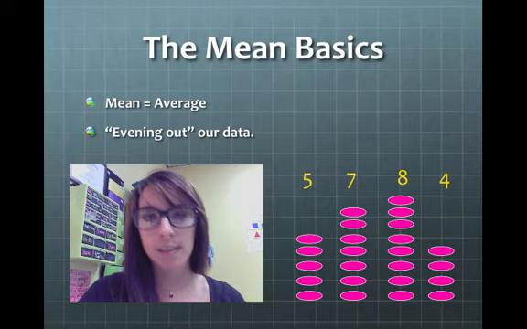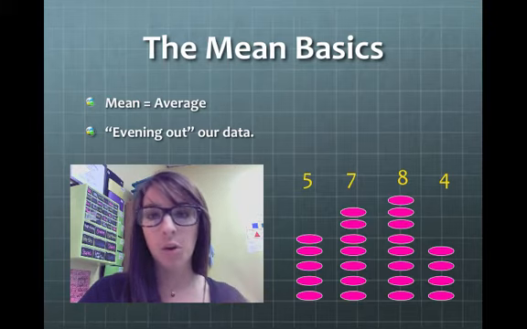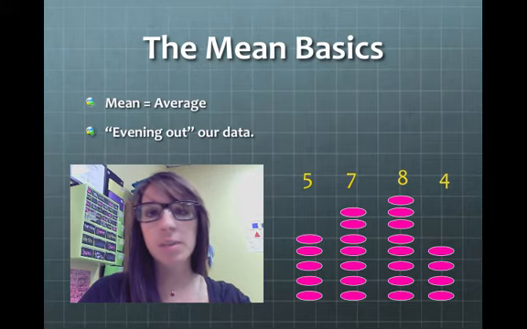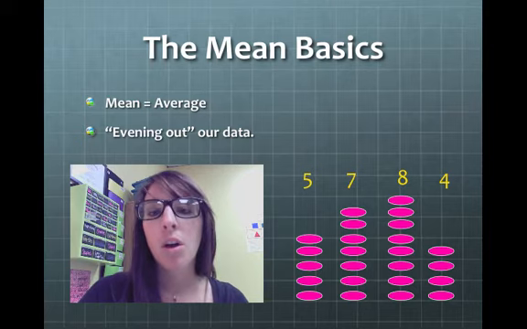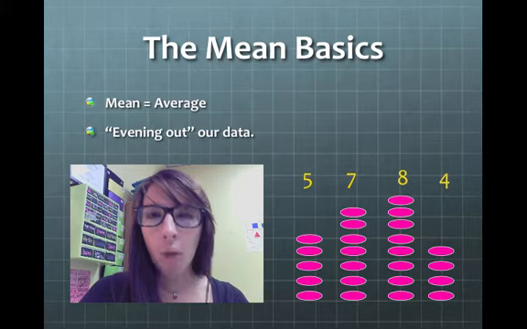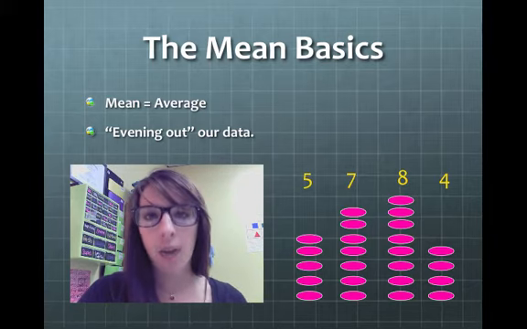So I have this example here where we have 4 sets of data. Let's say it's just something simple. What's your favorite number? What is everyone's favorite number? One person says 5, one person says 7, one person says 8, one person says 4. It could be how many siblings do you have? One person says 5, 7, 8, and 4. To find the mean, all we're really doing is evening out. We say, okay, if we just spread this data out through everyone, what would this look like?